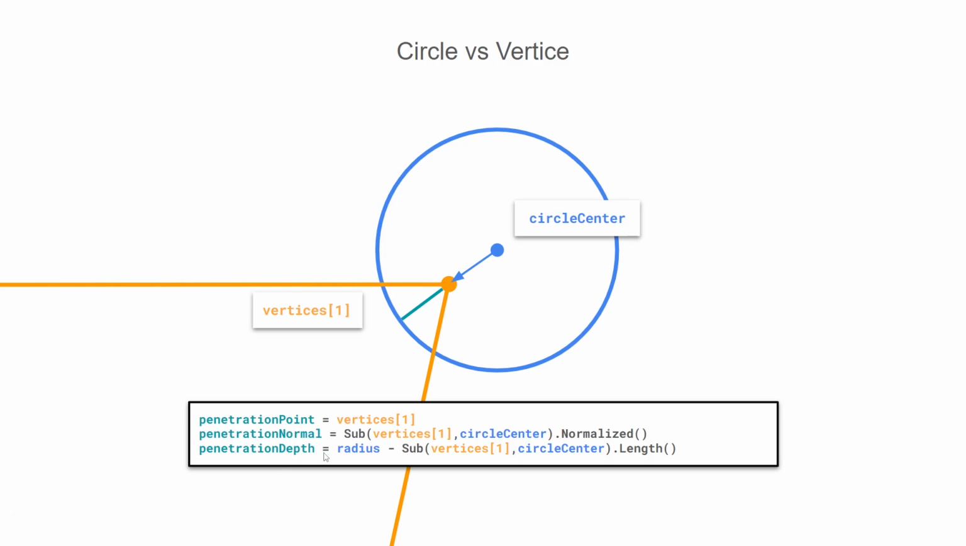And then we have the penetration depth. Also pretty easy. Just take the radius of the circle minus the direction vector from vertex 1 to the circle center. Okay, so this direction vector, and then just subtract from the radius from here to here minus the length of the direction vector, and then you have this green line here, and this will be our penetration depth.